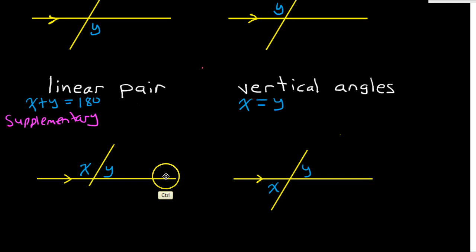These don't have anything to do with parallel lines, but when you have two angles that form a straight line, that's called a linear pair. And of course, they will be supplementary because they have to add up to 180 to make a straight line. And then angles that are across from each other, you have intersecting lines, and these angles that are across from each other are called vertical angles. They are always congruent no matter what.